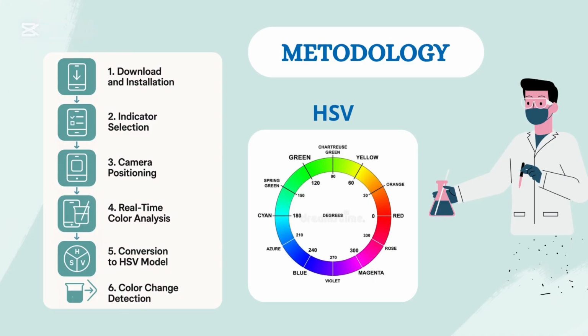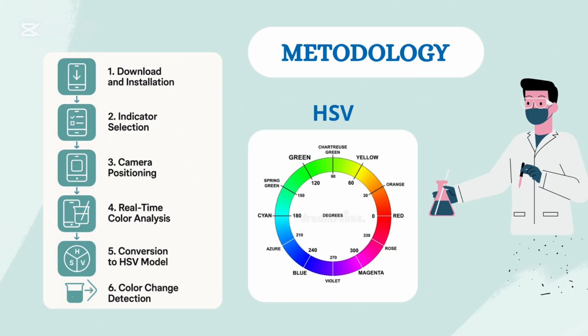Saturation: how pure or intense the color is. 0% is gray, no color. 100% is the most intense color. Value: how light or dark the color is. 0% is black, 100% is the brightest color.